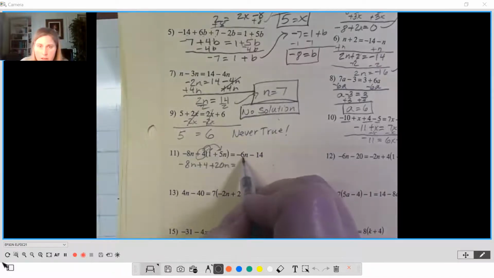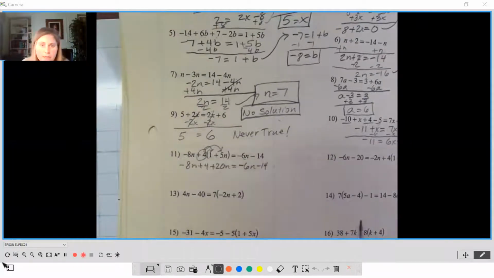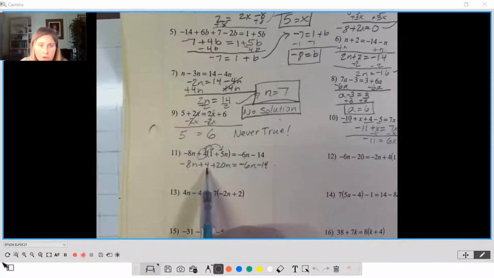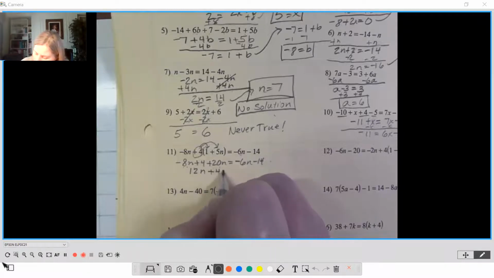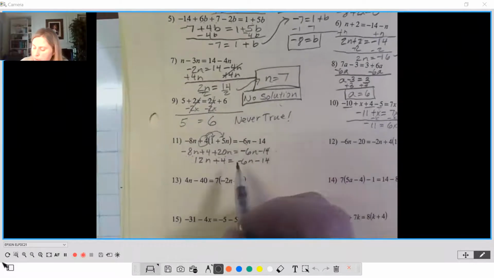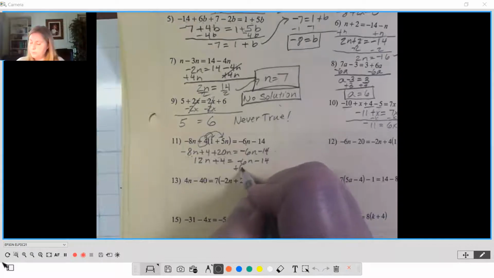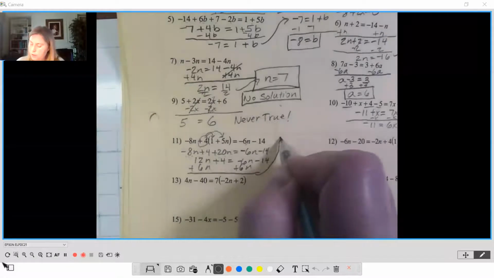Bring down the equals. Then we have negative 6n minus 14. Okay. Let's simplify the left-hand side. This is 20n minus 8n. 20n minus 8n is 12n. So we have 12n. Bring down the plus 4 equals negative 6n minus 14. I'm going to add 6n to each side. And then I'll write my answer up here.